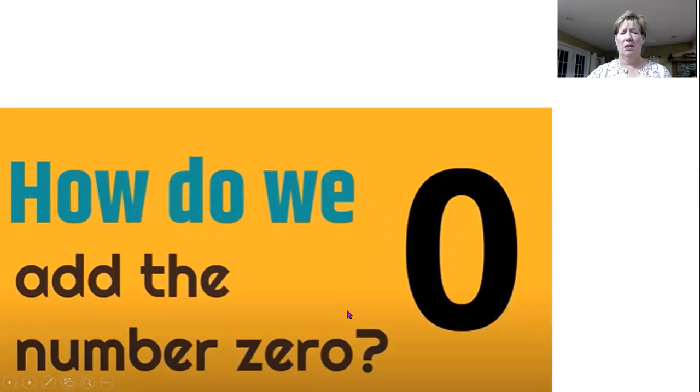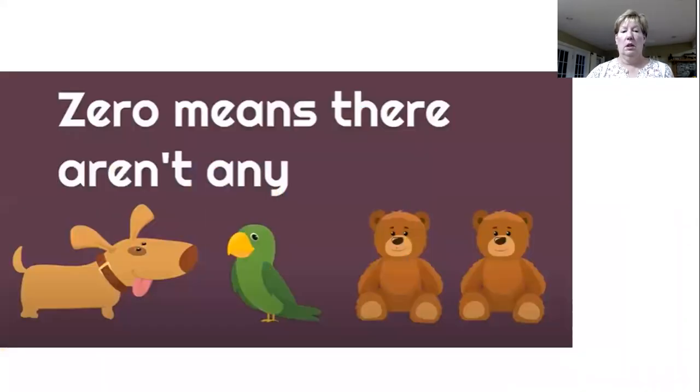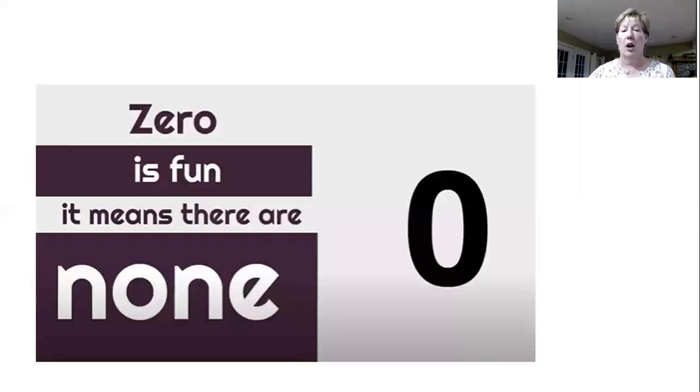So how do we add zero? It's kind of weird. First of all, what is zero? Zero means that there aren't any. So if I asked you in this picture, how many teddy bears do you see? You're right, you see two. How about if I said to you, how many snakes do you see? What? There aren't any snakes. That means there are zero snakes. Zero means nothing. There aren't any.